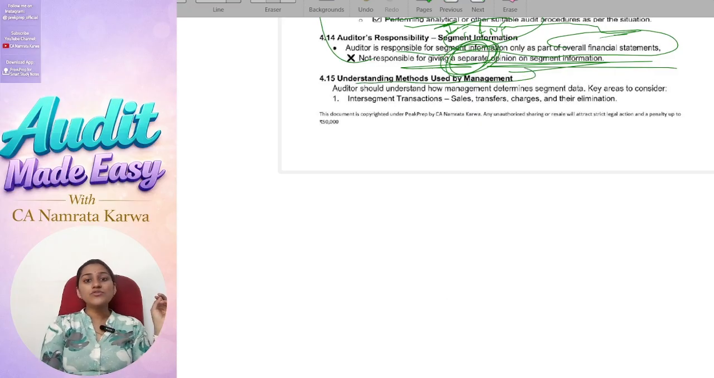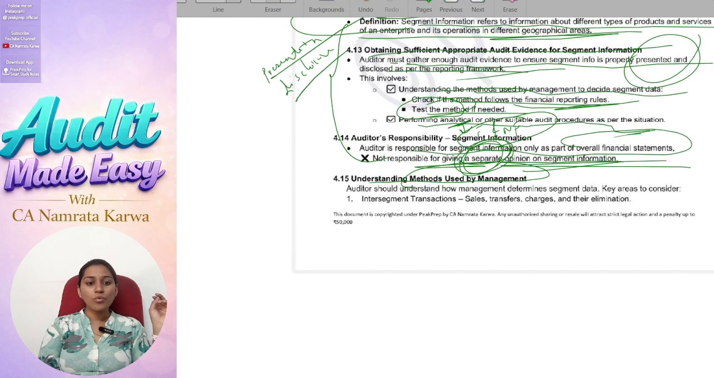Understanding methods used by the management. Now we were talking about what methods the management has used. What you need to do is also put an arrow mark over here. Many of the students will forget that we have studied this already here, guys.